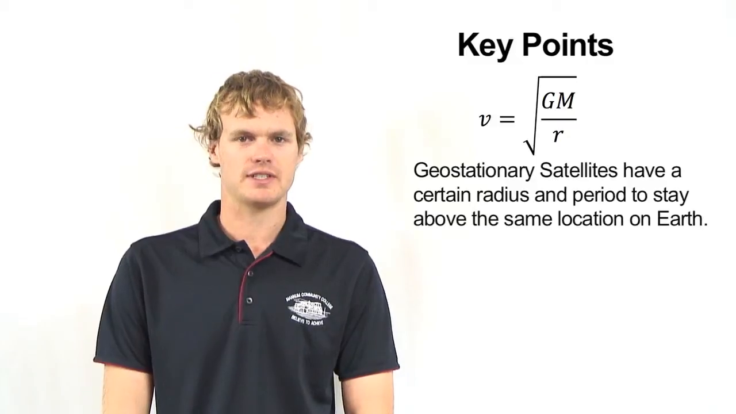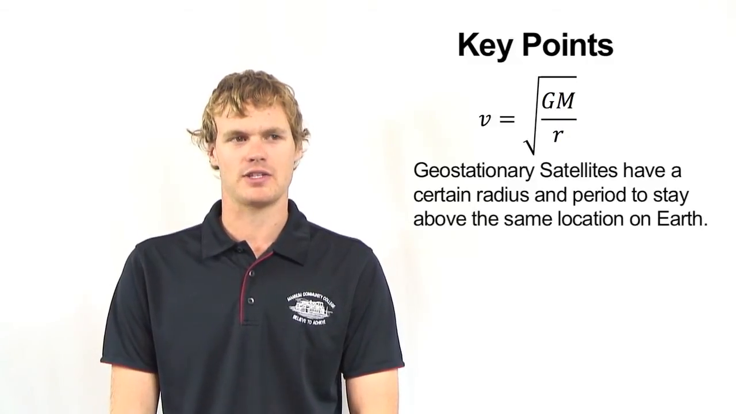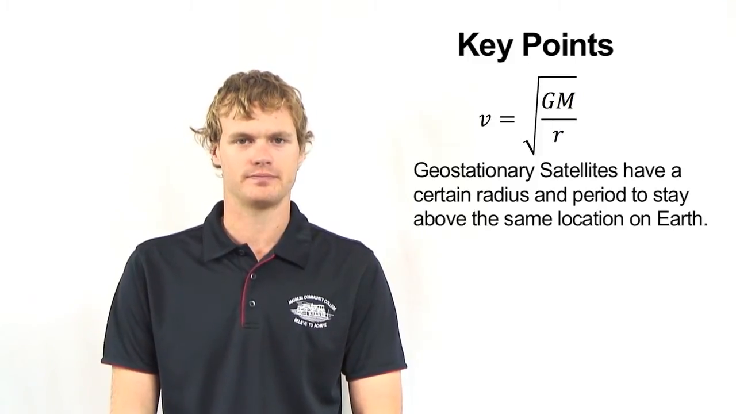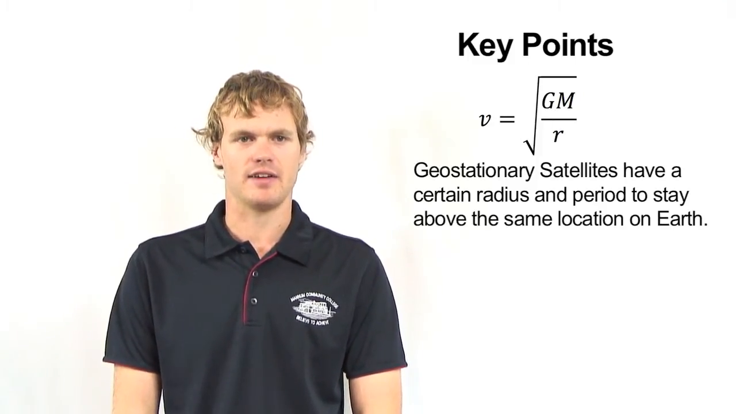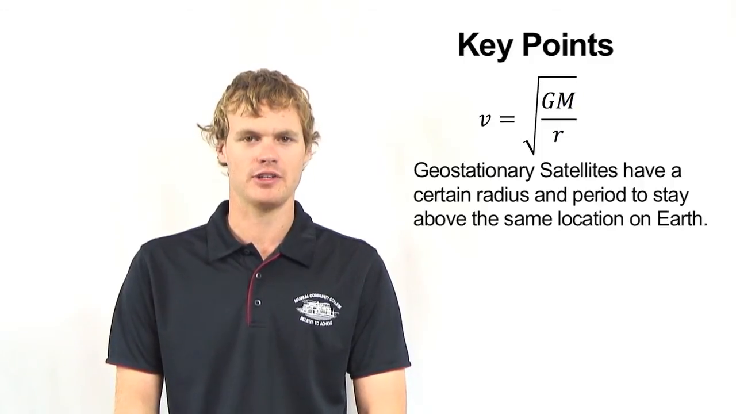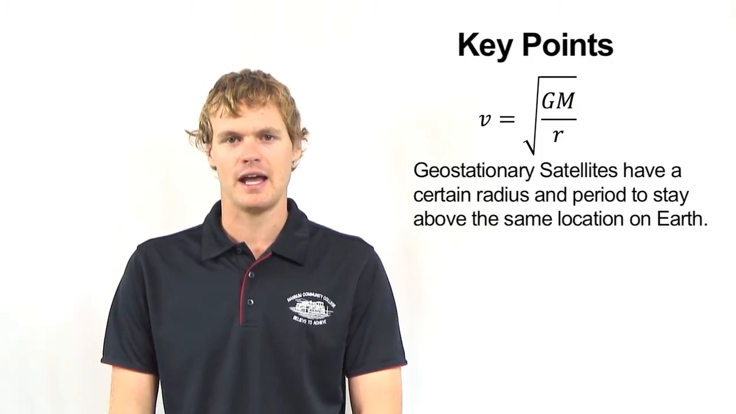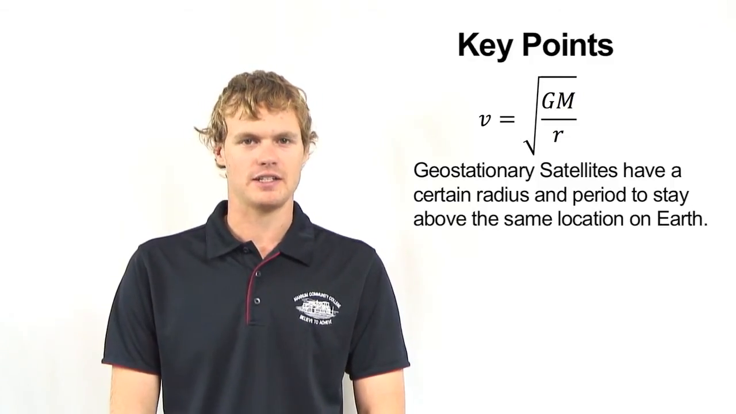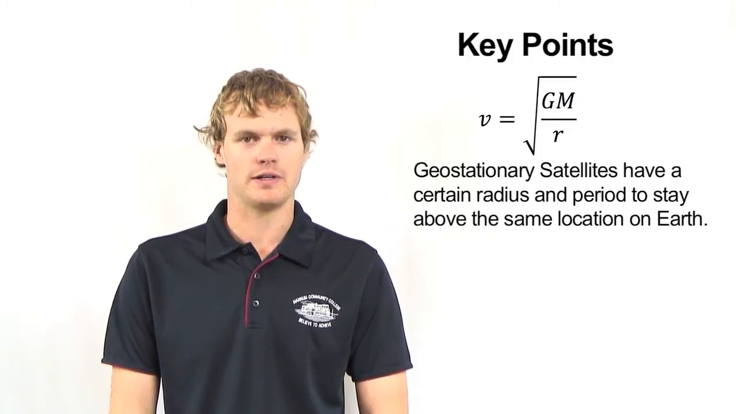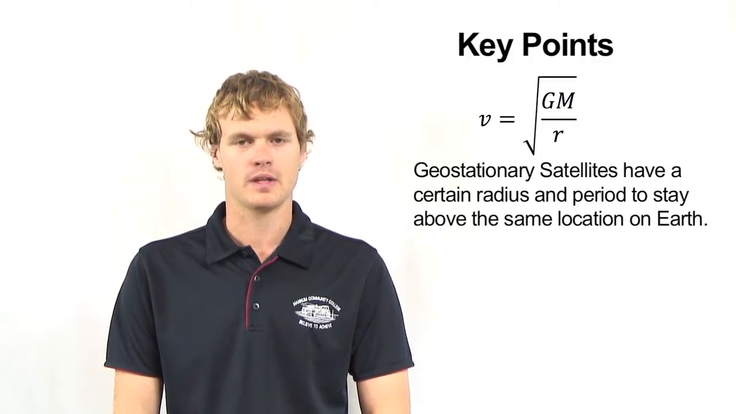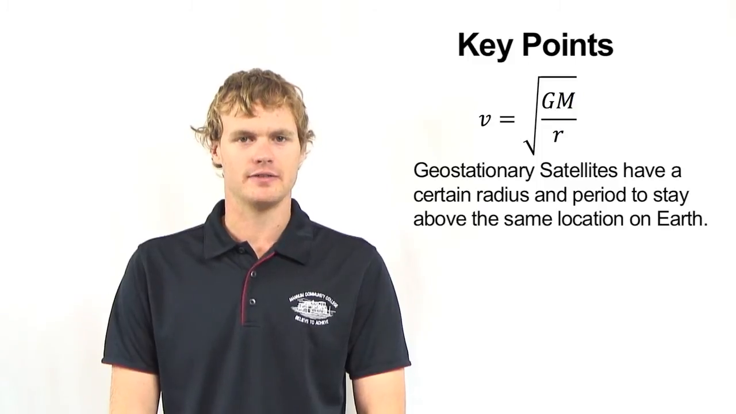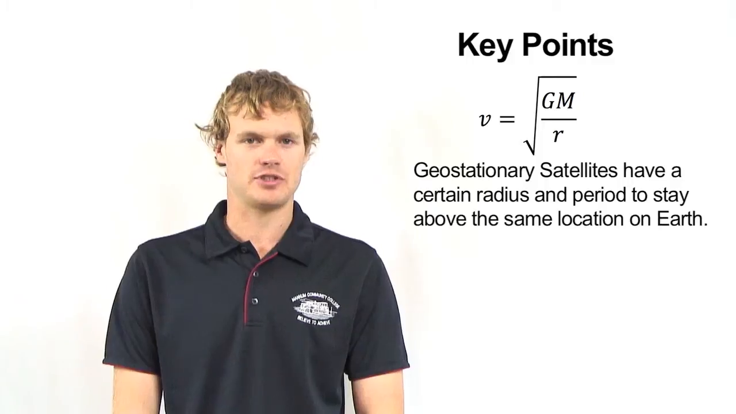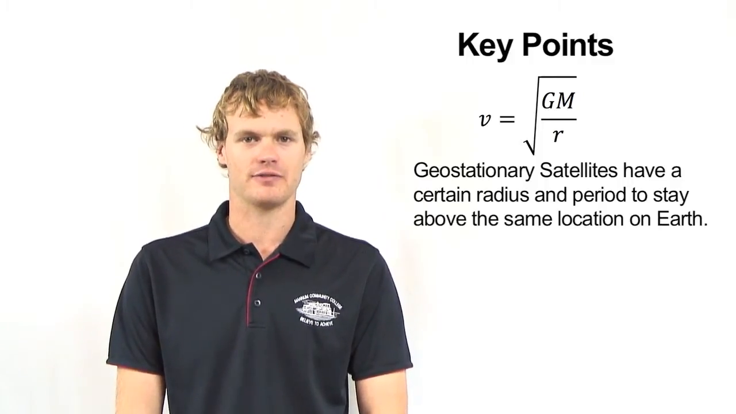A geostationary satellite is one that's always above a certain location of the Earth, no matter where it is in its rotation. So geostationary satellites must have a certain radius away from the Earth to have the same period as the rotation of the Earth. So we can work out the radius by using the formula v equals the square root of GM on r, and using the period formula v equals 2 pi r on T. If we substitute that into the other formula and rearrange, we can find out the r.